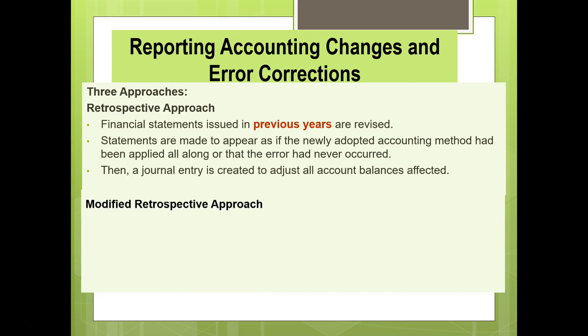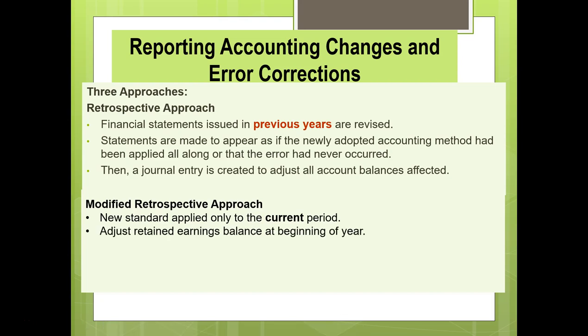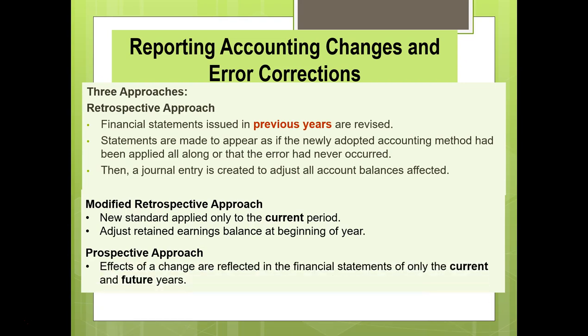Now, a modified retrospective approach. This is done when you're going from one inventory valuation to another. There's one, I think it's from FIFO to LIFO, one or the other, where it's really not possible for you to go and figure out what's going on. Or if they enact a new accounting change in the current year. Here's what they're saying, is that the standard is only applied to the current period. You adjust beginning retained earnings. Now, the prospective approach is done whenever you have a change in estimate. The effects of a change are reflected in the financial statements of only the current and future years.